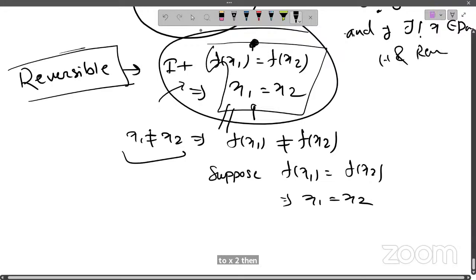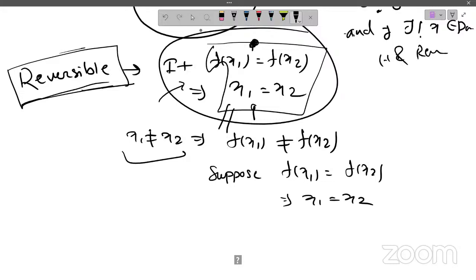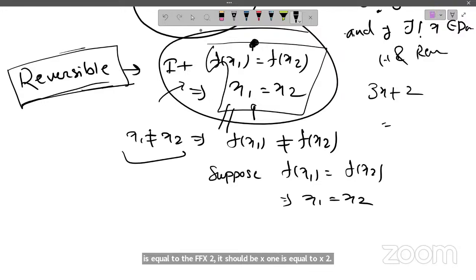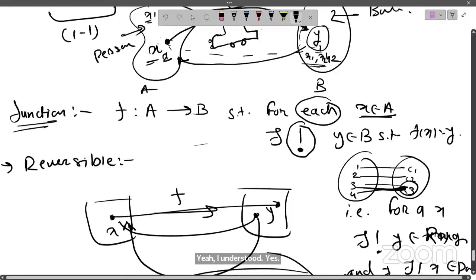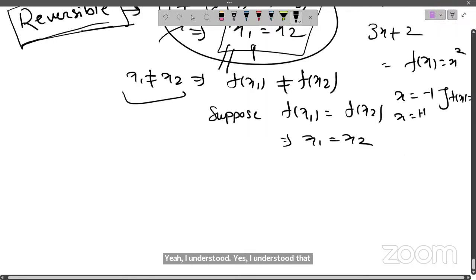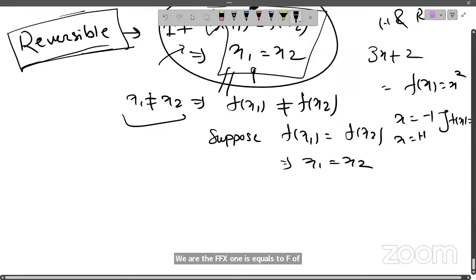The major doubt that occurs in our mind here is we assume that if f of x1 is equal to f of x2, it should be x1 is equal to x2. It's not the case always. You can take any example where f of x1 is equal to f of x2, but the simplest example is f of x is equal to x square. Just take x equal to -1 and x equal to +1. For both the values, f of x is equal to 1, correct? But x1 is not equal to x2. So this is the meaning of reversibility.